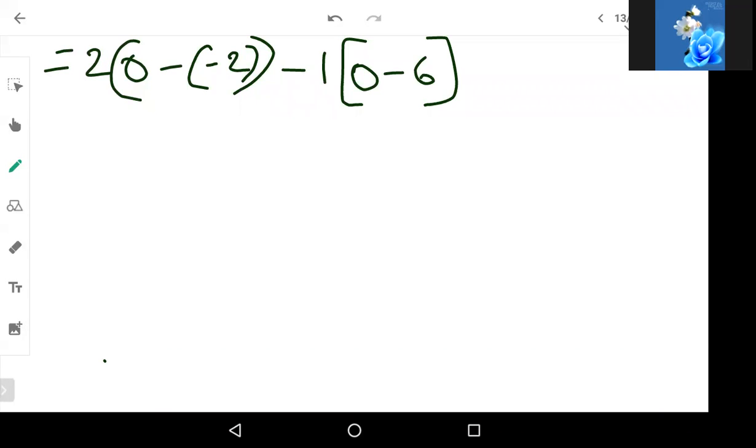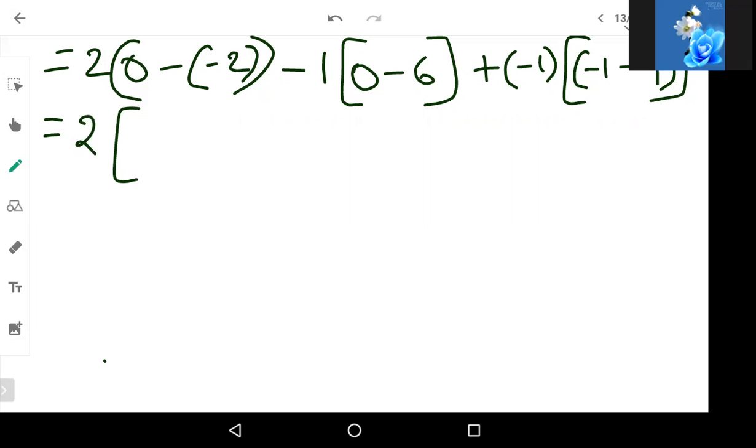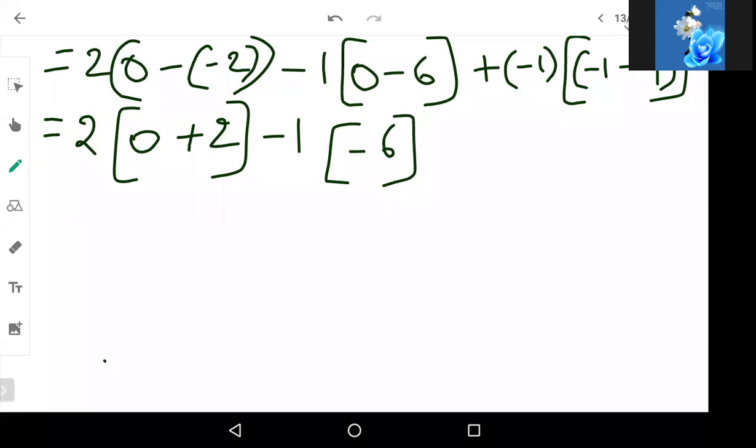I'm not getting what are you trying to say, Rida. Then plus of minus 1 into 1 into minus 1 is minus 1 minus 3 3s are 9. Okay, so the next step, 2 into 0 minus of minus 2 is plus 2 minus 1, 0 minus 6 is minus 6, plus of minus 1 is minus 1, minus 1 minus 9 is minus 10.